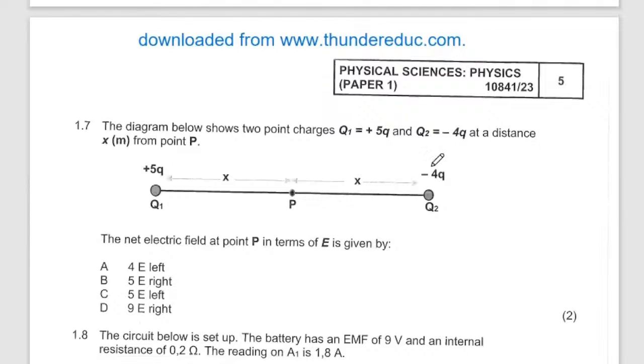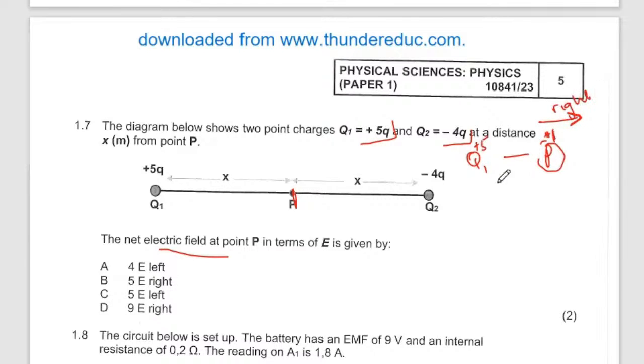1.7, the diagram below, we have 2-point charges, which is the +5 coulomb, and then the -4 coulomb at a distance of x meters from point P. That means they are equidistant. Then they want the net electric field in terms of E. So if I look at Q1 and P, Q1 is positive, and this is a positive point charge. Positive charges will repel each other. In other words, the force that is acting on P is going to be to the right.